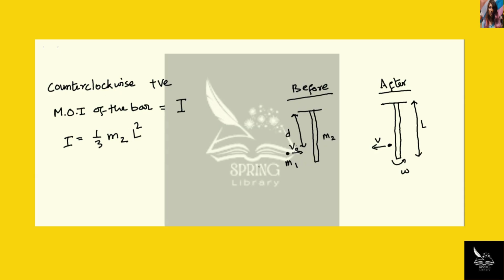If we do so, we see that before collision, the only angular momentum was due to this black ball, this black dot or the metal ball that's hitting the bar. So for that, before collision, the total angular momentum will be m1 times v naught times d, where d is the distance from the pivot point to the point where the ball hits the bar. So that's before collision.